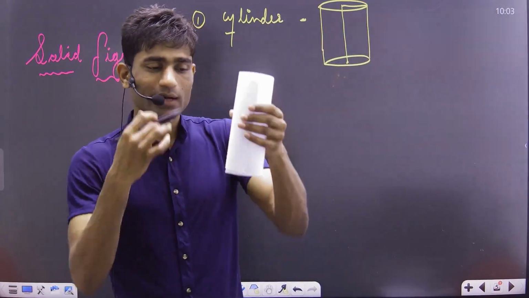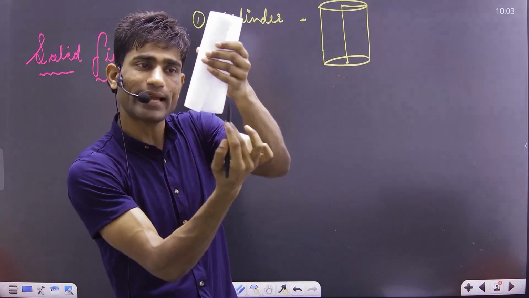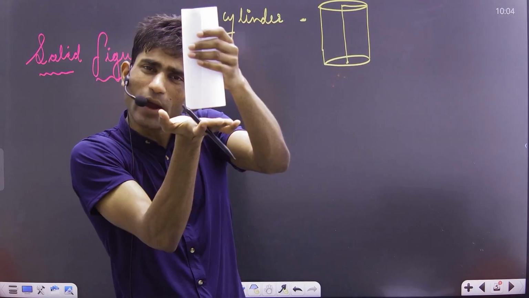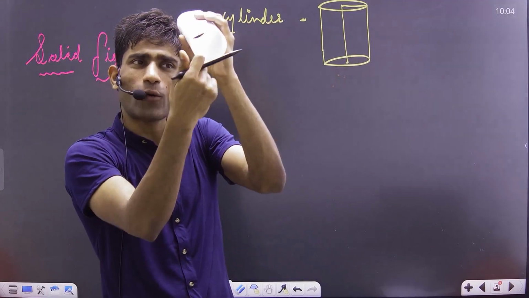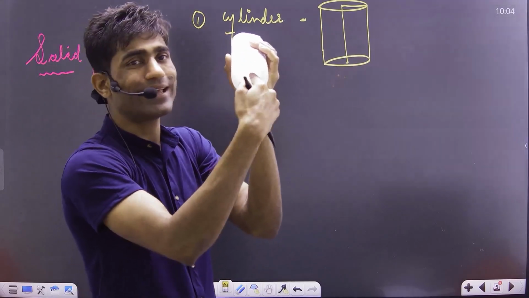Now see that this one is like a cylindrical shape. Like it's a curved surface area here. Now this one we have top area, this one we have bottom area, and the inside hollow part we have here. Now see that the inside part we consider as the volume.